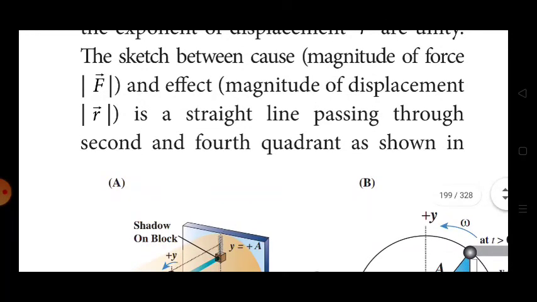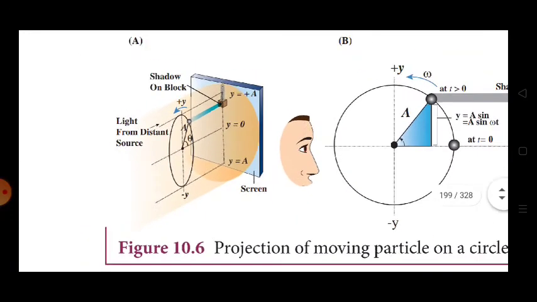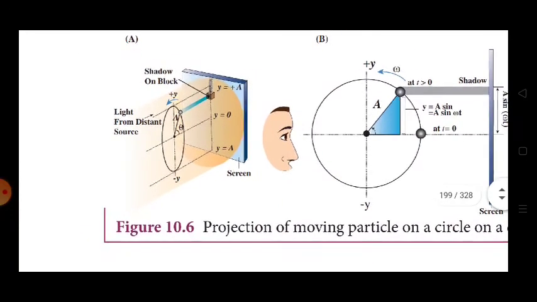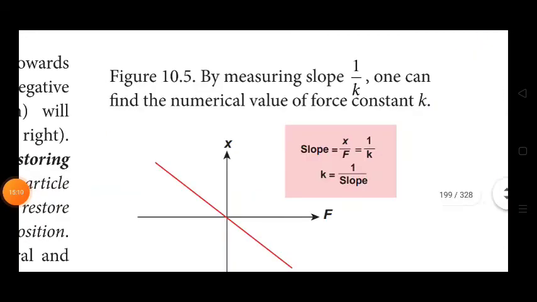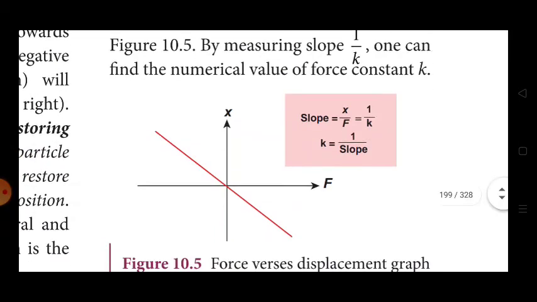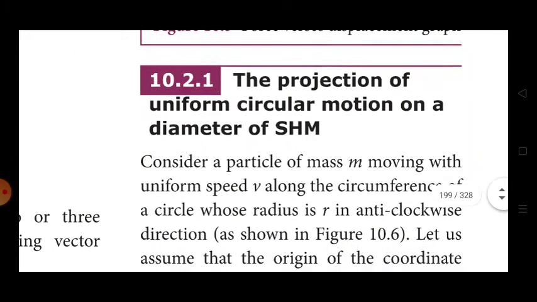You can see that clearly. A body moves in a circle which is executing simple harmonic motion. By measuring the slope, 1 by k, one can find the numerical value of the force constant k. Now, the projection of uniform circular motion on a diameter is SHM.